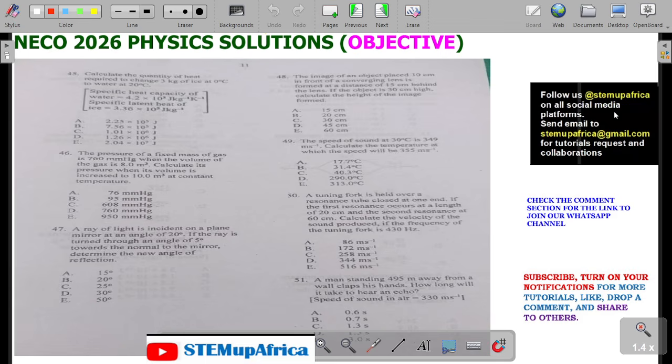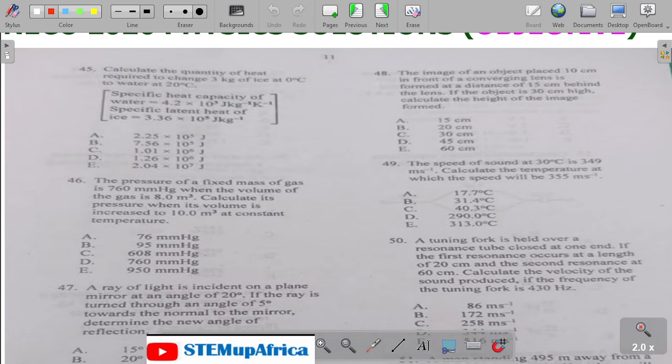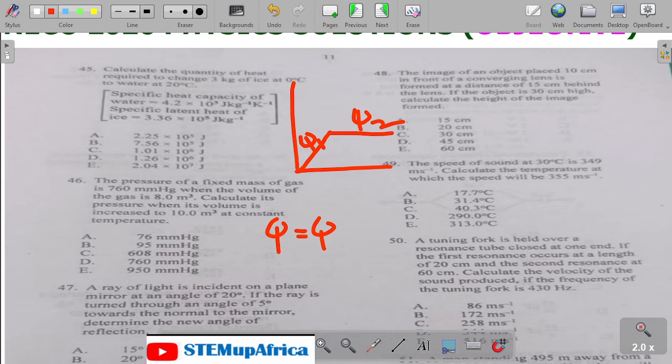Then 45. Let's see what we have here. Calculate the quantity of heat required to change 10 kilogram of ice at 0 to water at 20. You can draw the diagram if you choose: 0, then 20. Here is the solid phase, here is liquid. So here is Q1, here is Q2. My Q is simply Q1 plus Q2. So what's my Q1?